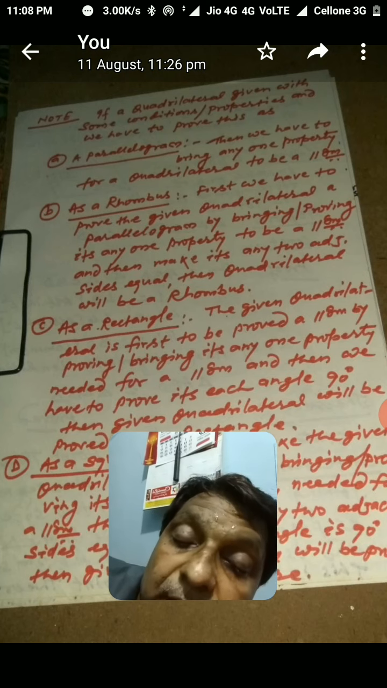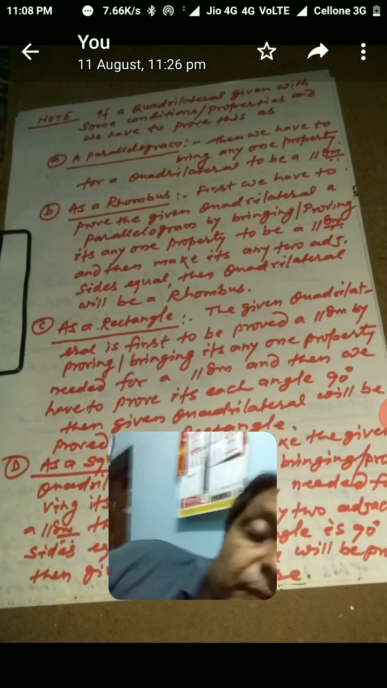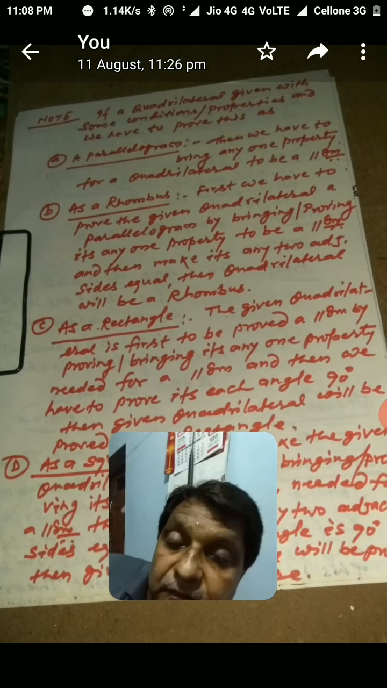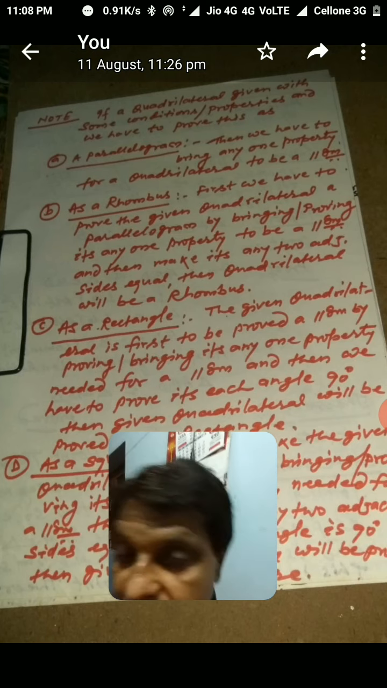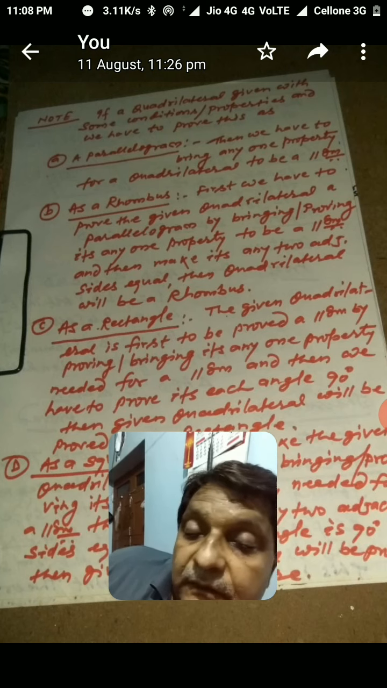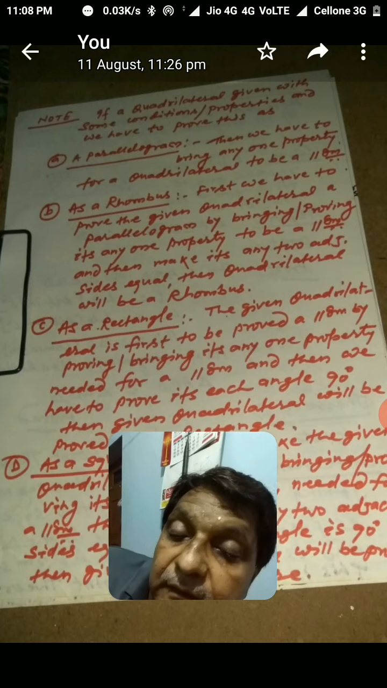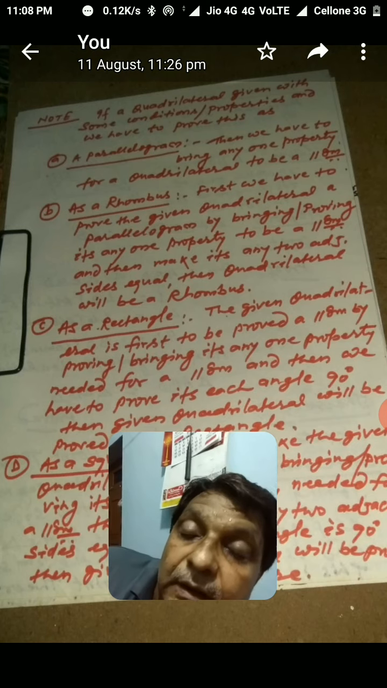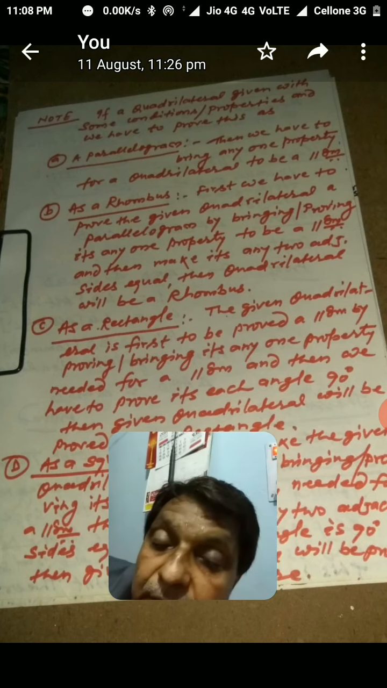Now we take that a given quadrilateral is asked to be proved a rhombus. Then our work will be, first of all, to prove that it is a parallelogram. How? By bringing any one converse property among the 5 discussed just now in the case of a parallelogram. So we will prove it as a parallelogram.